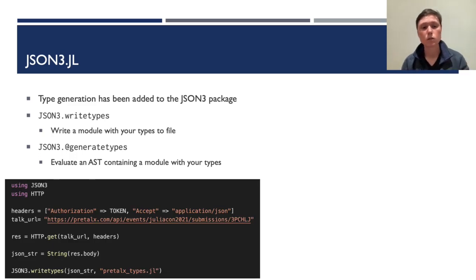A sample use case for this might be that there's an API that you want to query, such as the Pretalx API, and you get the sample piece of data there, you read that into a string, and then you pass that to writeTypes, which will parse that all out and figure out what is in there, and then write that module to the pretalxtypes.jl file.